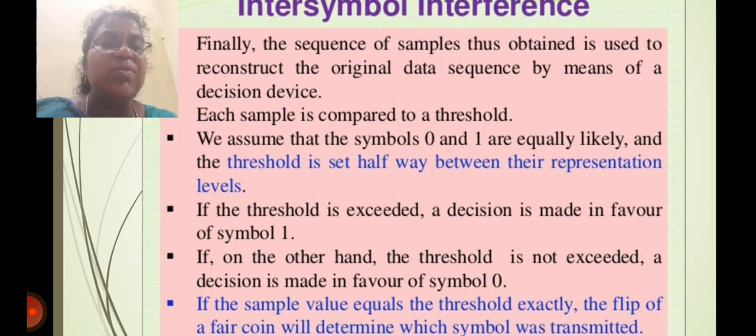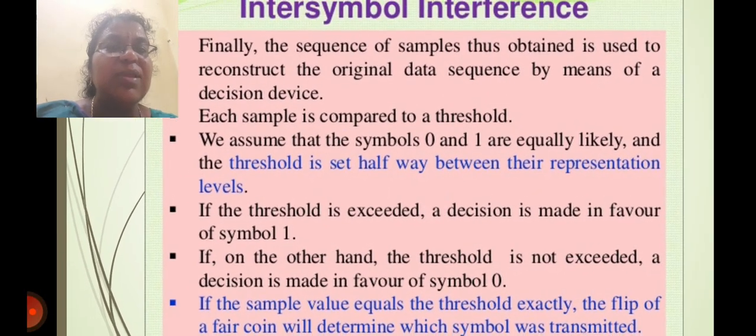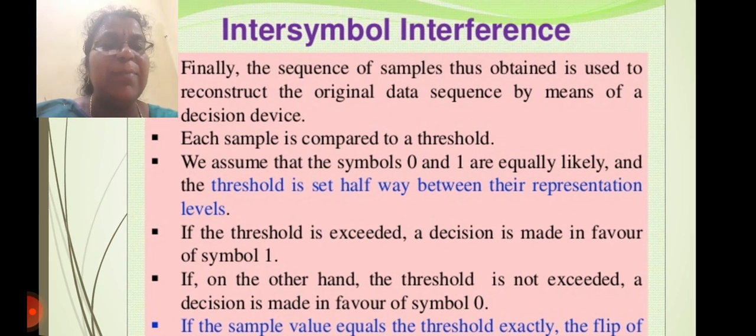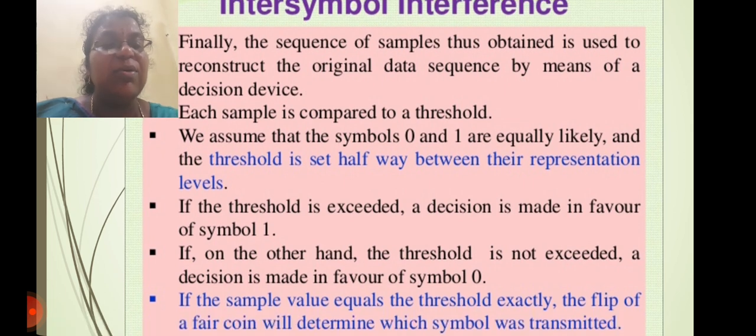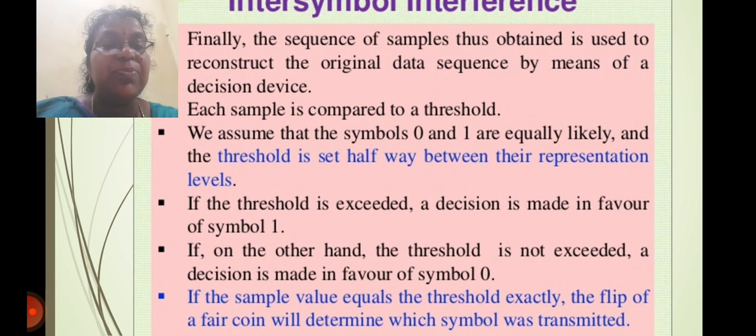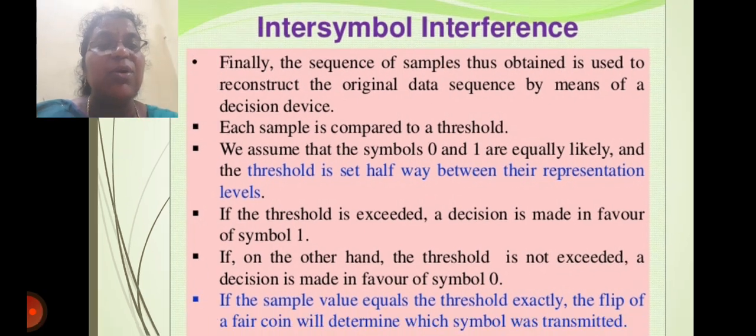Now, the final sequence of samples obtained from the sampler is used to reconstruct the original data sequence by means of a decision device. Each sample is compared with a threshold. So, a threshold is set halfway between the representation levels. If the threshold is exceeded, a decision is made in favor of symbol 1. On the other hand, if the threshold is not exceeded, a decision is made in favor of symbol 0. If it is exactly 0, or if the sample value equals the threshold, then a decision is made in favor of either 0 or 1.